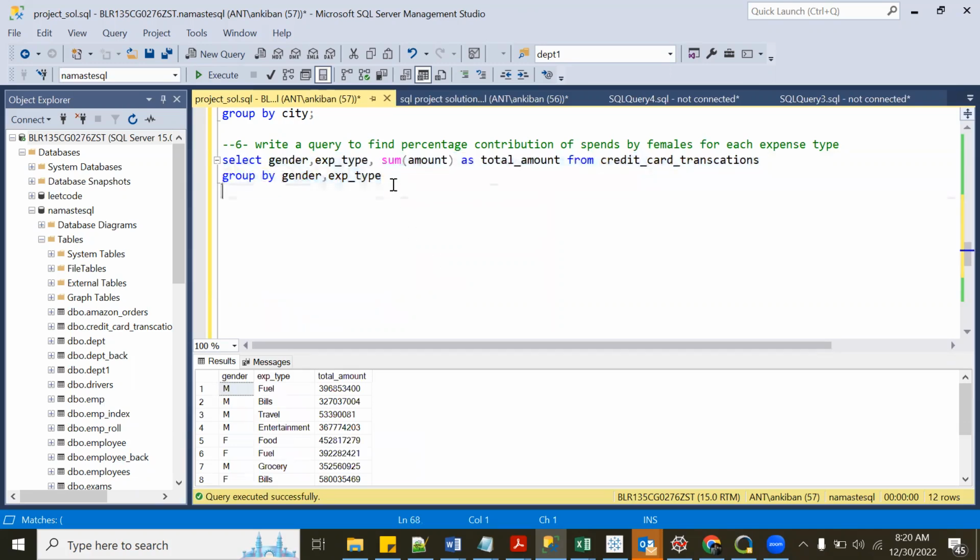Okay, so let me do order by also, order by gender and expense type. Or it should be the other way around. Okay, here it is fine, doesn't matter. Order by, I will take expense type first, then order by gender, right?